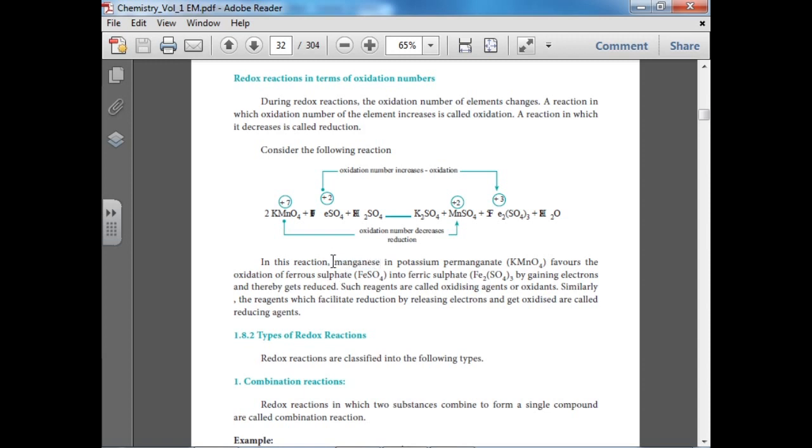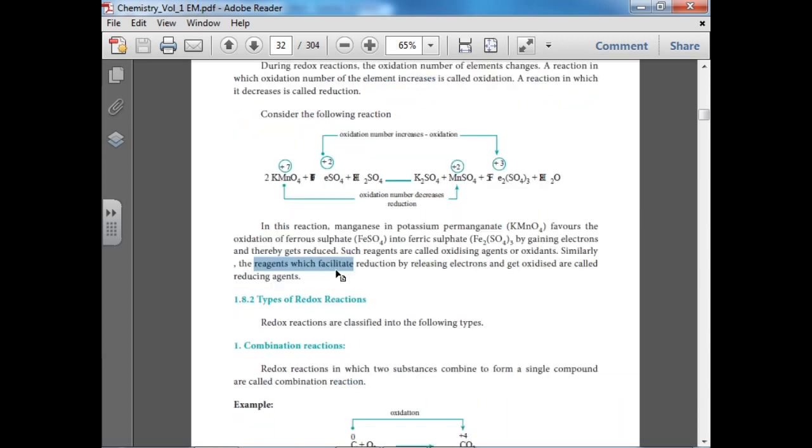manganese in potassium permanganate favors the oxidation of ferrous sulfate into ferric sulfate, by gaining electrons and thereby getting reduced. Such a reagent is called an oxidizing agent or oxidant. So the reagent which facilitates reduction by releasing electrons and gets oxidized is called a reducing agent.